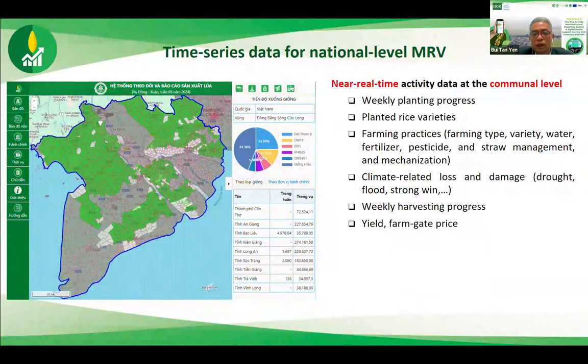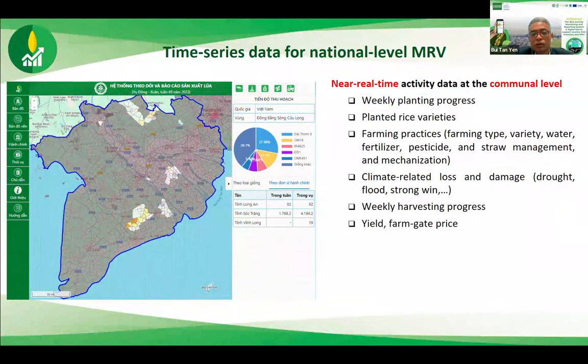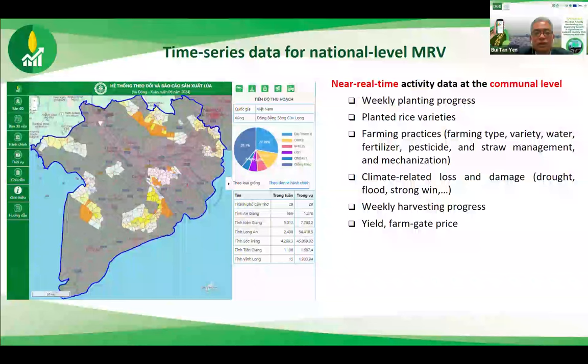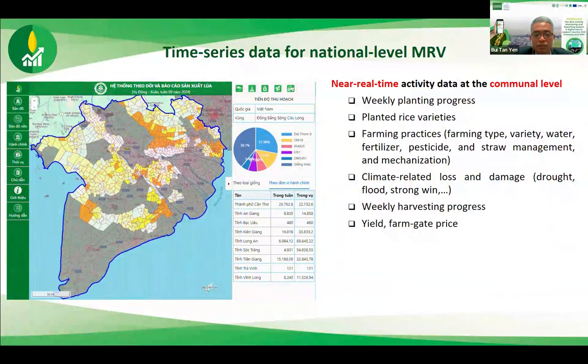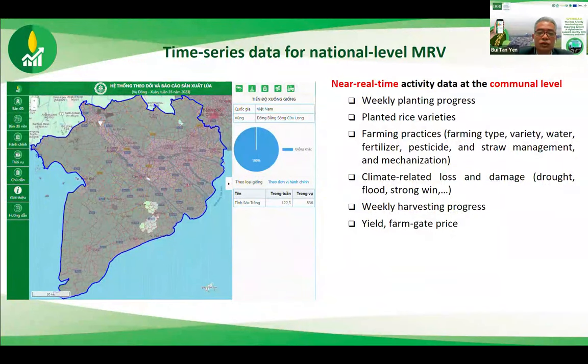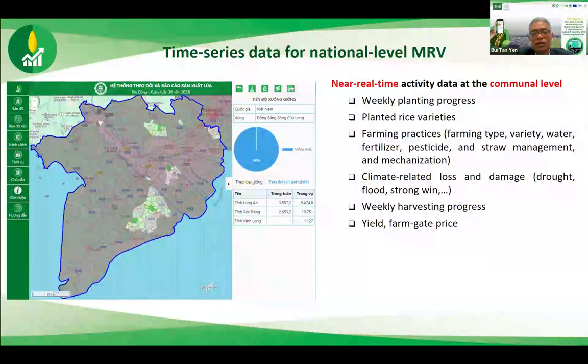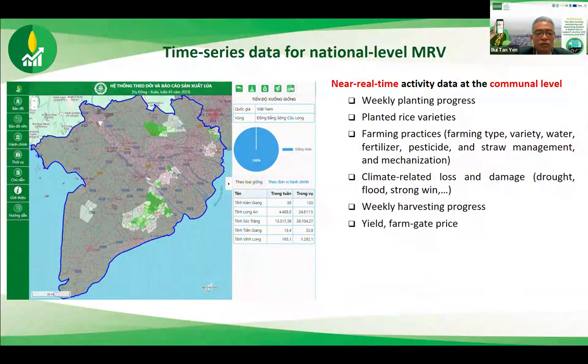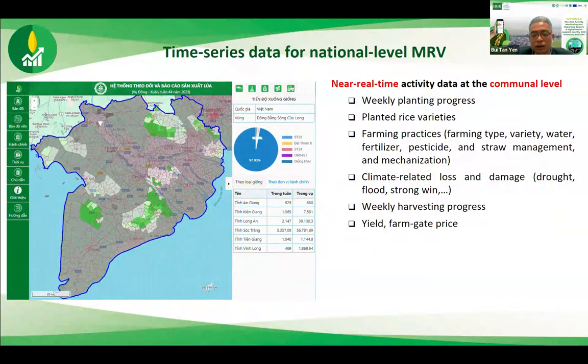Here also the weekly harvesting progress, yield, and farm gate price are all necessary information that the Department of Crop Production in Vietnam requires, so this can be built in the system. But it's not limited to this information. Other countries may need another set of information, so we can also modify the database and update it on the map.